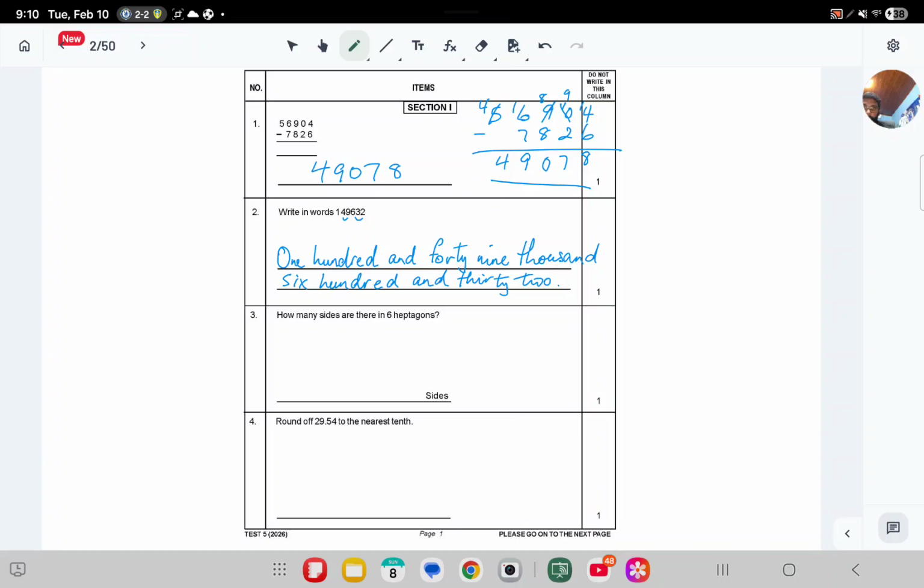Alright. How many sides are there in 6 heptagons? A heptagon has 7 sides, so 6 multiplied by 7 is equal to 42.